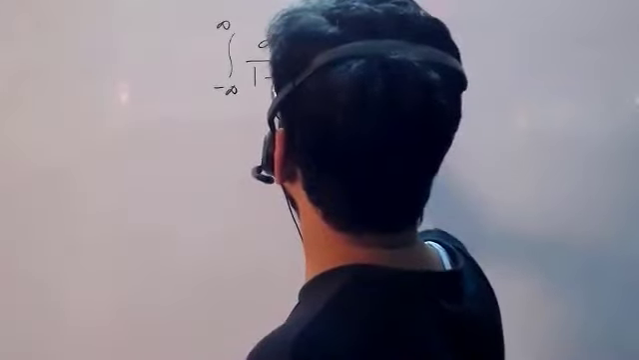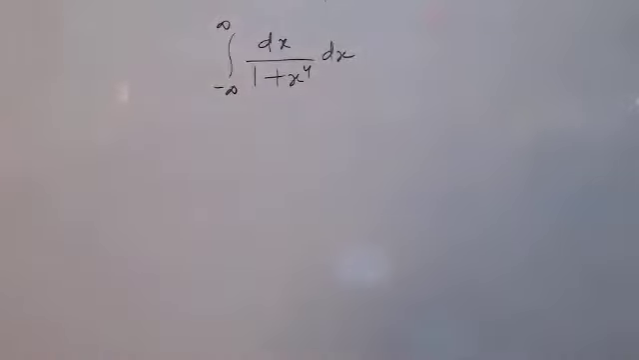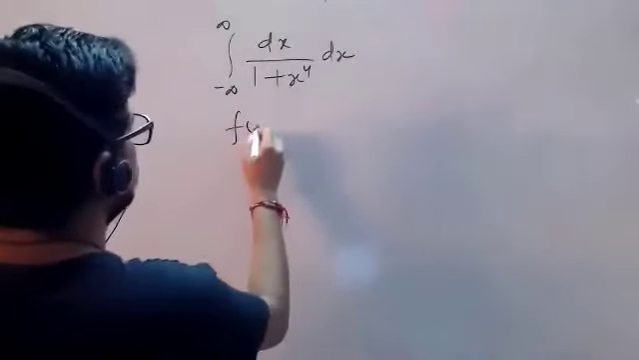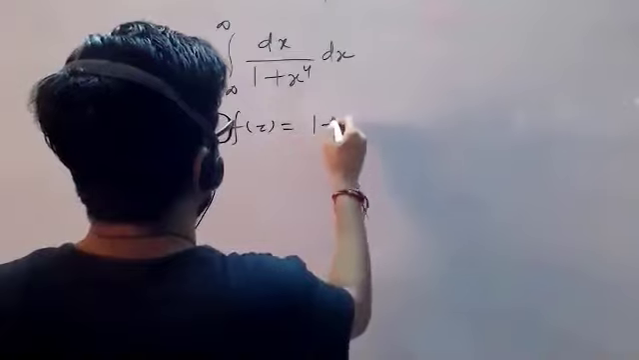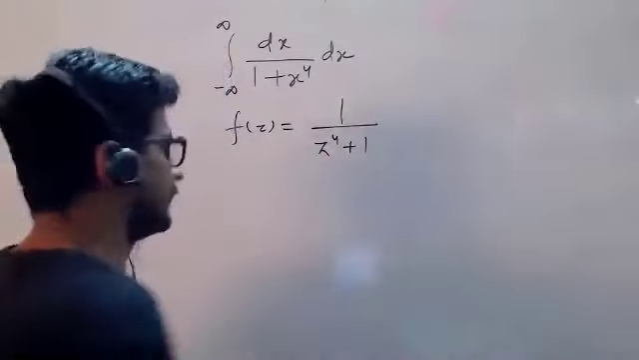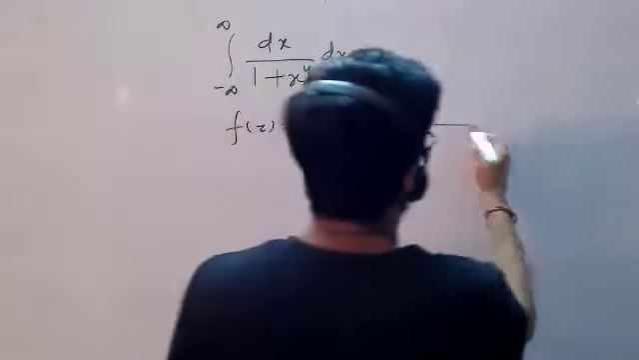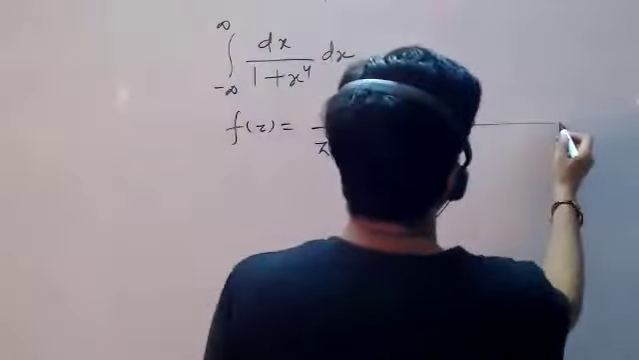Now let us take the next question. Integral from minus infinity to plus infinity of dx upon 1 plus x to the power 4. This is the question. And f(z) will become 1 upon z to the power 4 plus 1. Again I will be using the same contour.